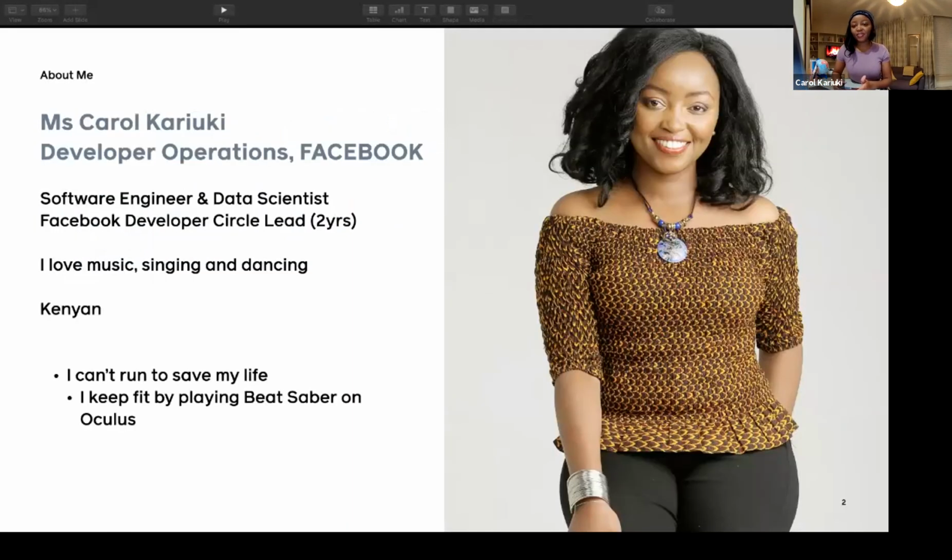All right, so my name is Carol Kariuki, as you've heard. I am working at Facebook and I'm with the developer operations team. I support developers building on top of our platform products. Professionally, I'm a software engineer and a data scientist. And I was a developer circle lead for the Nairobi chapter between 2018 and mid 2020.